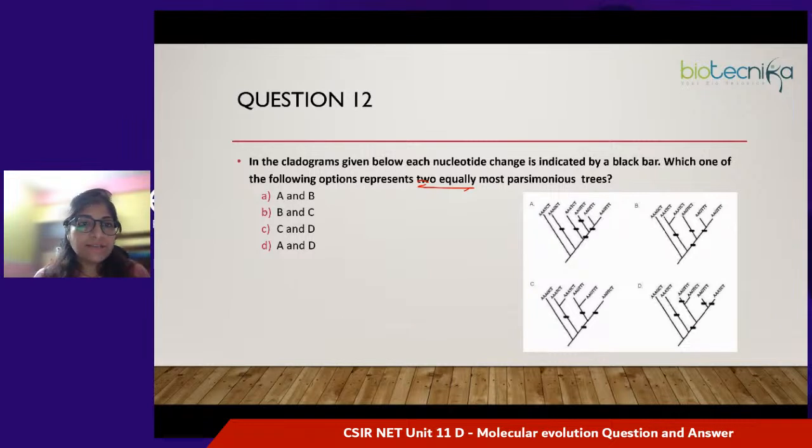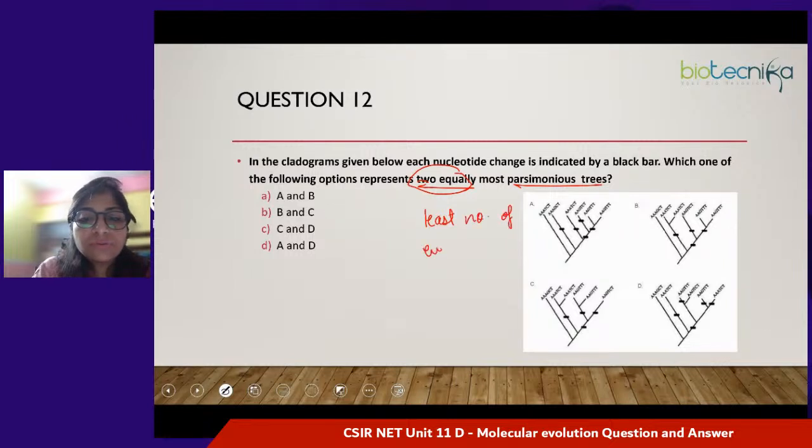All right, we were talking about this question 12. This question was asked in the last CSIR exam, which happened in June. You have to find out the two trees which are equally most parsimonious. Most parsimonious means the least number of evolutionary events.